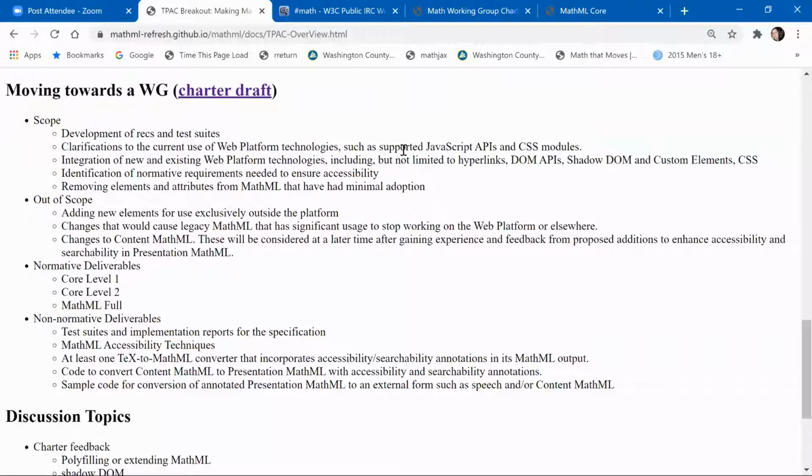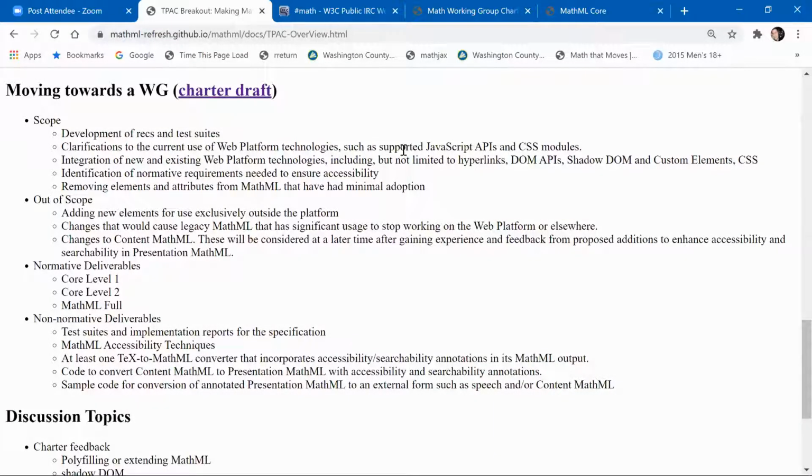So obviously there are some test suites and implementation reports for the spec. We want to describe accessibility techniques, how people can make math more accessible, especially with the new ideas about authoring intent. We hope to have at least one TeX to MathML converter that incorporates the accessibility and searchability annotations in the MathML output. Again, code to convert content MathML to presentation with accessibility and search annotations, to see about the equivalence of the ideas that we have for enhancing presentations so that it's more accessible.